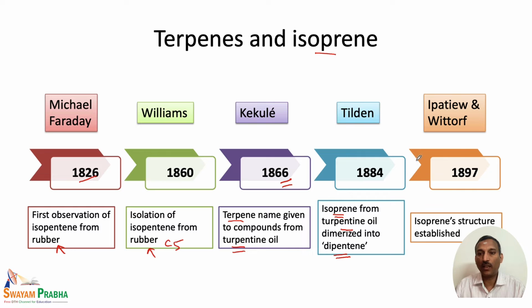And then in 1897, finally the isoprene structure was established. So the structure of isoprene was established in 1897 by Ipatiev and Wittorf. So this is how the relationship between isoprene and terpene slowly evolved over a period of 60 to 70 years.